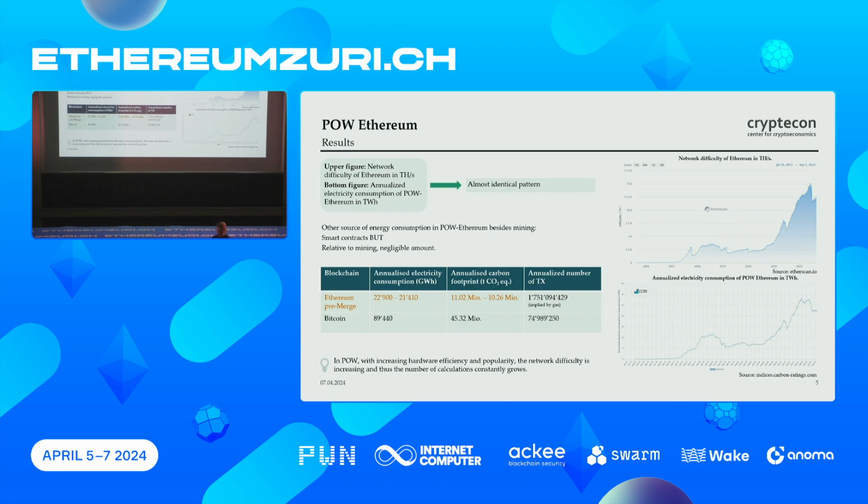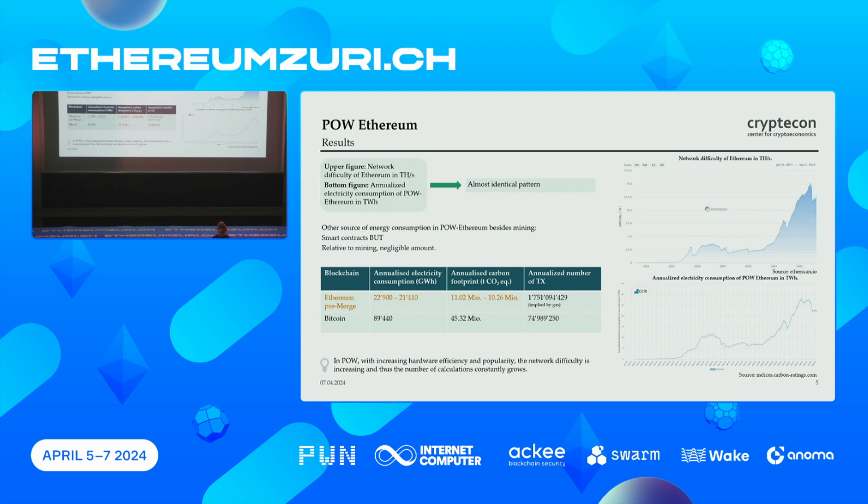And another source of electricity consumption in proof-of-work Ethereum, besides the mining, is the execution of smart contracts. But relative to mining, this is only a negligible amount. The table on the left compares the results from the studies from the University of Cambridge and from the Crypto Ratings Institute with the estimates about Bitcoin.